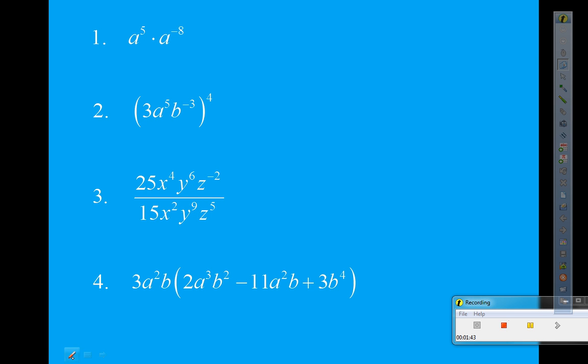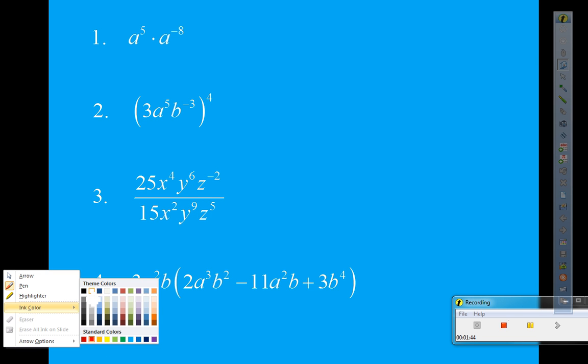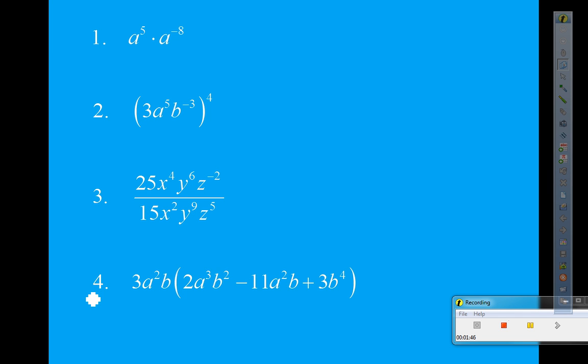So, for a trip down memory lane, if I got a to the 5th times a to the negative 8, you need to remember that on this rule, we add our exponents. And that's going to yield me a to the negative 3rd. And remember, our next rule, you're not allowed to keep a negative exponent, so we're going to put it in the basement. We're going to put it in the denominator. So that becomes 1 over a cubed.